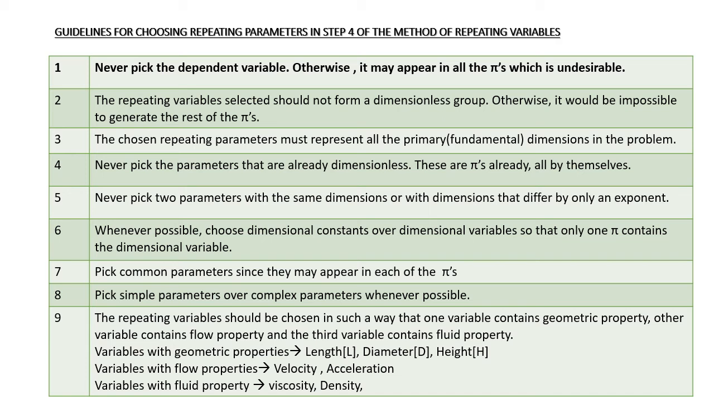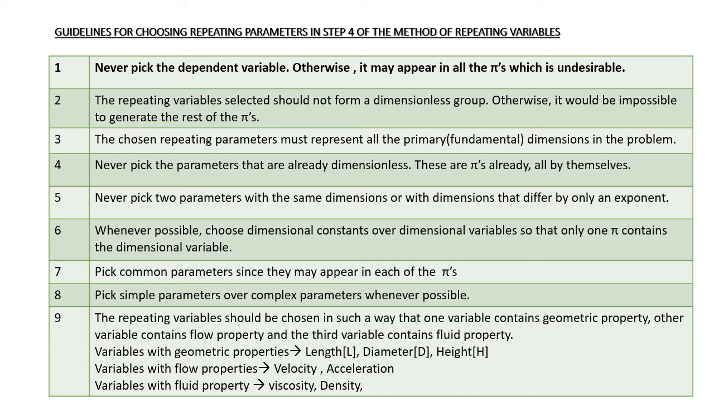Next, pick common parameters, since they may appear in each of the pi terms. Pick simple parameters over complex parameters, meaning 7 and 8 are almost the same. We need to choose parameters which are easy to remember for us, and which are easy to reproduce the dimensions of.